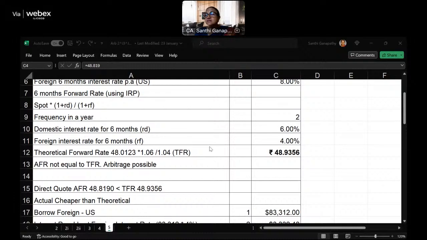Is this method clear? This way also we could have solved. Instead of doing trial and error, we can use the concept and then we can do it.